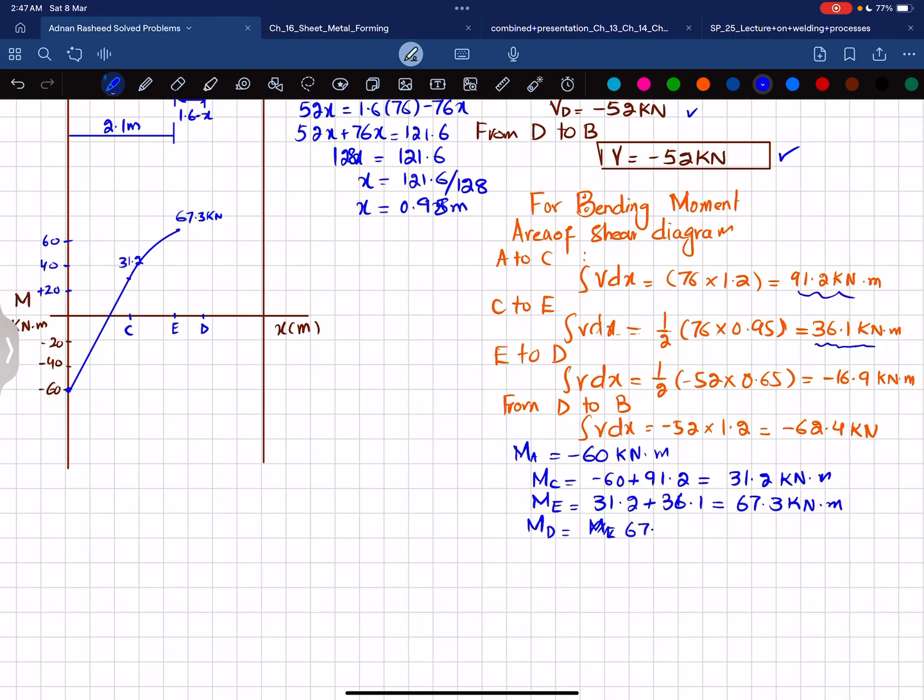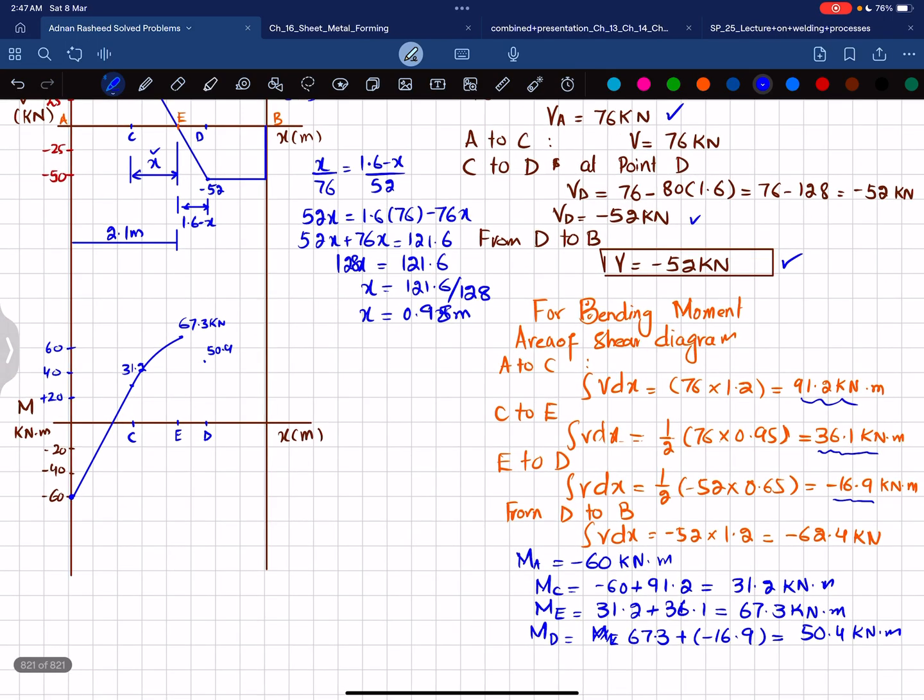I will write 67.3 plus area under the shear force diagram from E to D is minus 16.9 kilonewton, and that will give you 50.4 kilonewton into meter. So at point D it is 50.4. So let's say 50.4 will be somewhere here at this point, 50.4.